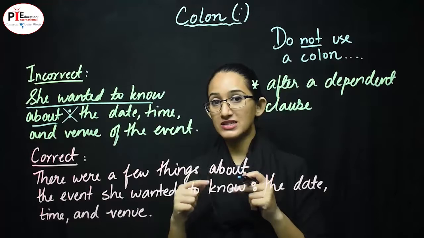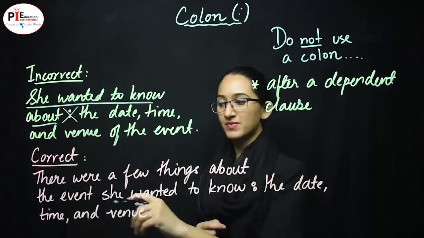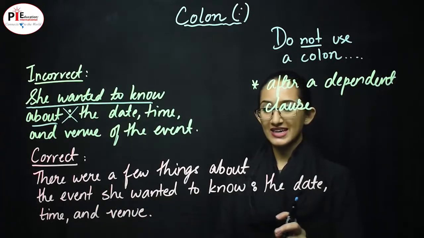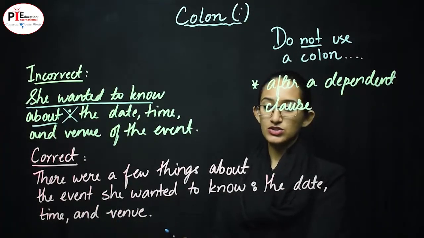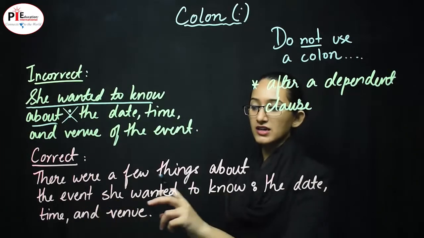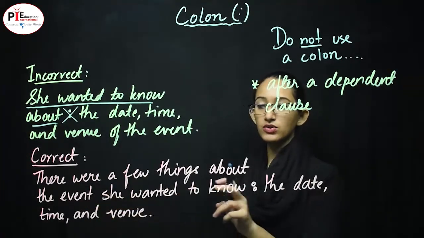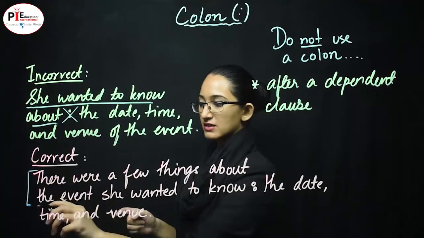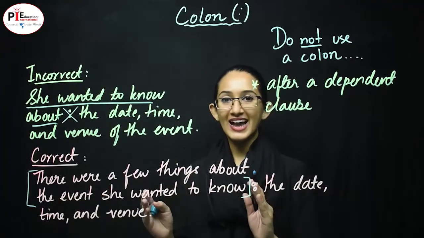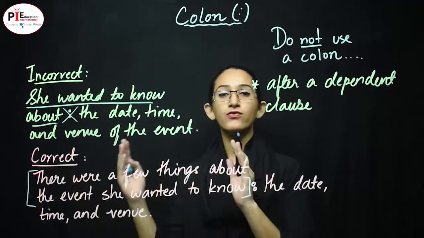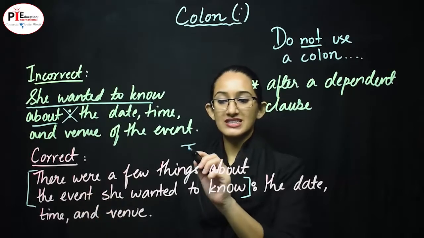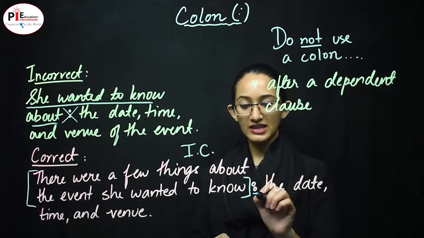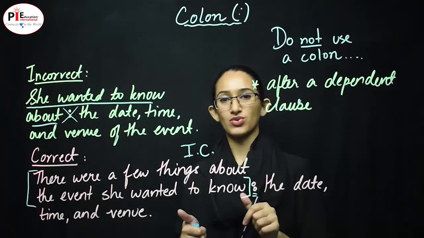So let's take a look at how the sentence can be changed to make it correct. There were a few things about the event she wanted to know: the date, time, and venue. So you can see here, the first part is there were a few things about the event she wanted to know. This entire part before the colon can stand as a separate sentence. It has a full meaning, right? Therefore, it is an example of an independent clause. So using a colon after the independent clause is correct in this situation.